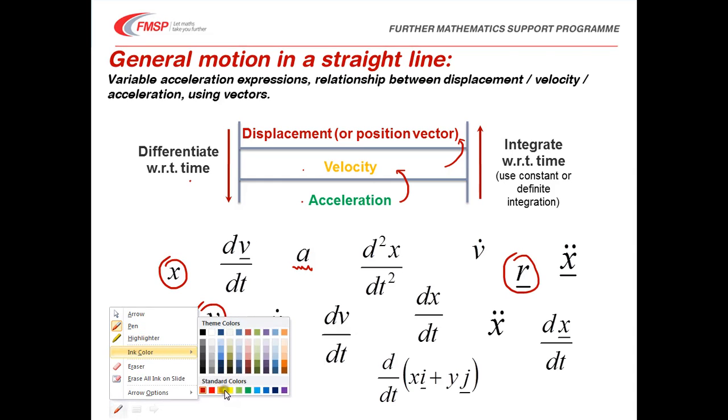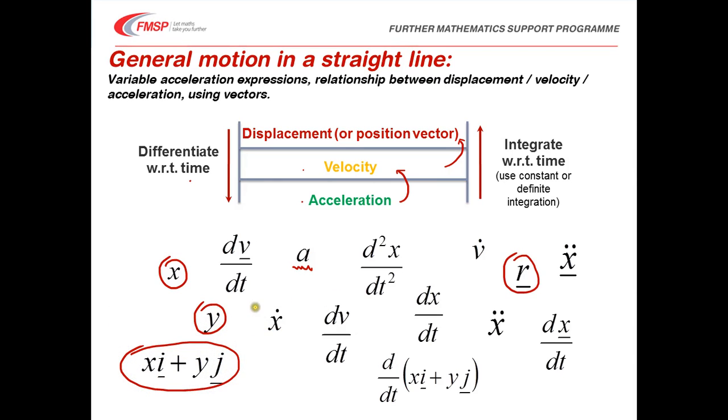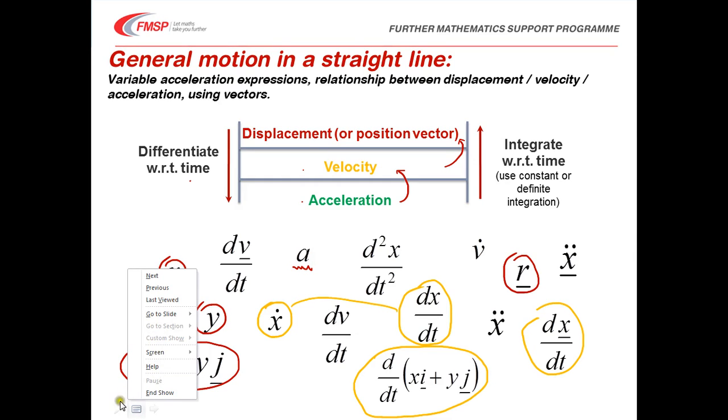If I switch colour so that we're dealing now with velocity, if you differentiate displacement with respect to time, you get velocity. So x dot is a velocity. dx dt and x dot here are exactly the same thing. Both of those are velocities. Here is the vector version of displacement differentiated with respect to time, and here's a 2D vector version of displacement differentiated with respect to time. So all of those expressions can be used to represent velocities.